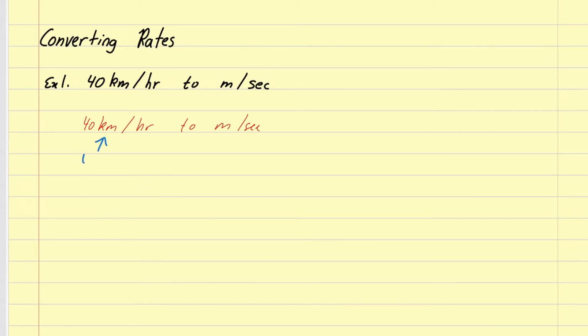Okay, so now let's have a look at converting rates. Example number 1: 40 kilometers per hour to meters per second. Now, let's rewrite this and analyze it in a little more detail. This is the way I want you guys to think about it to help you out a little bit more. This is the unit, and I want you to think of this as the rate.